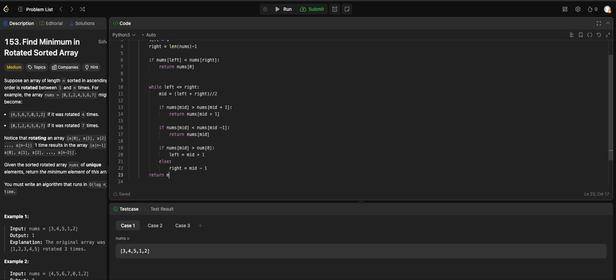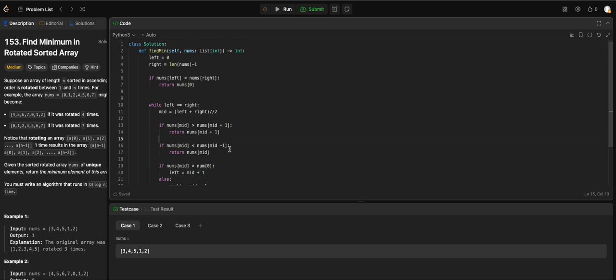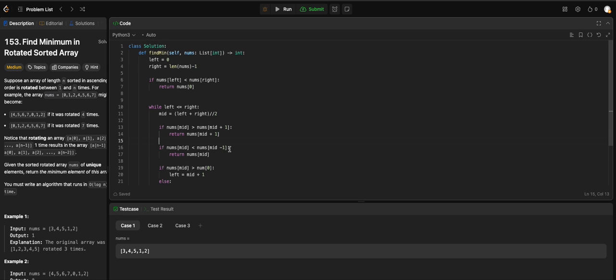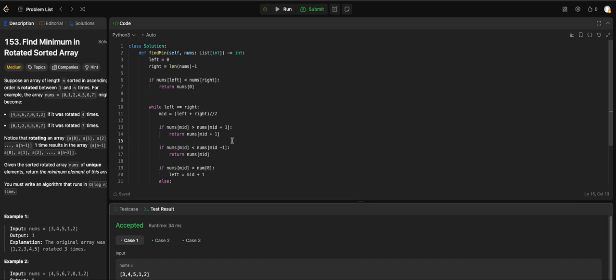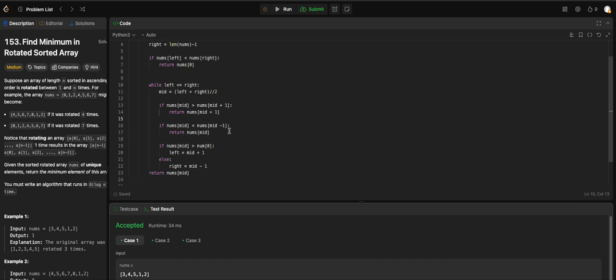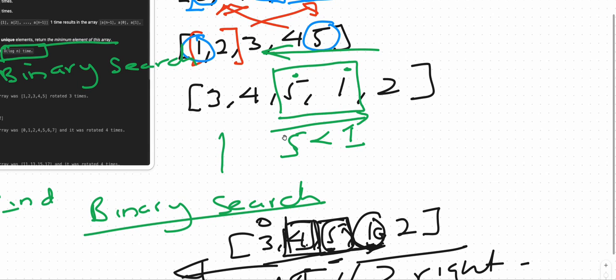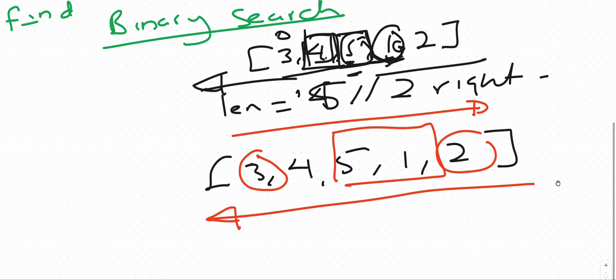Yes, I just return nums[mid]. So this is how the whole solution will look like. And this is how you solve this particular question. Again, the most important thing to know is that if the numbers are not rotated, it will just be sorted, but if rotated, there will be a break point, and that should help you figure it out.